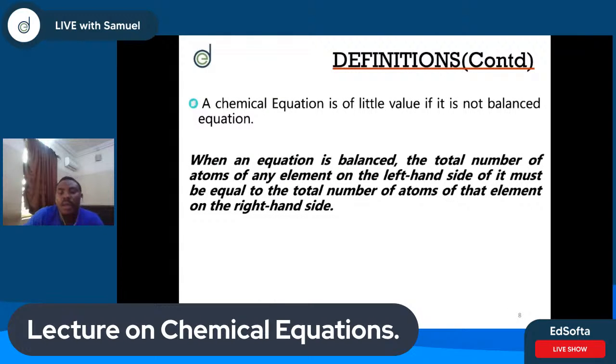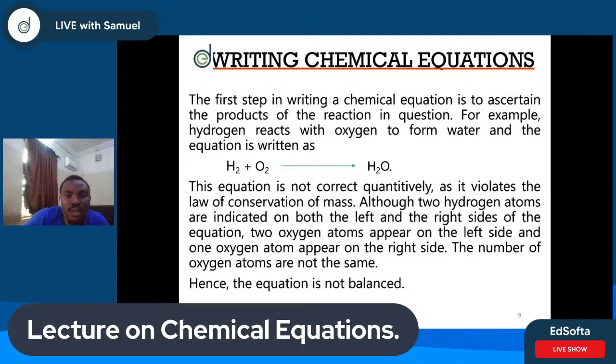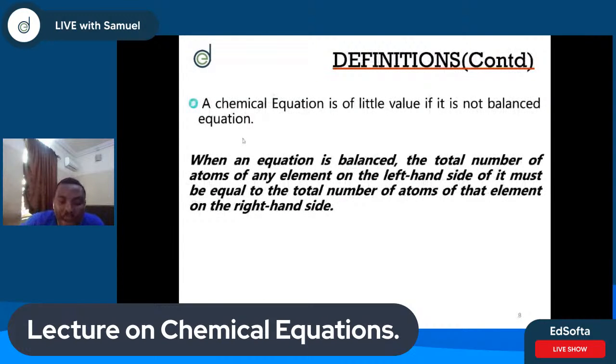So let's go on. A chemical equation is of little value if it's not a balanced equation. So now it's not just enough for us to have a chemical equation. We now need to have a balanced chemical equation. Why? Because we will not be able to explain certain ratios when we don't know the balanced equation. So as we all know, when gases react or when elements react together, they do so in small ratios, as Gay-Lussac has told us. And these ratios, we say they are in small whole numbers.